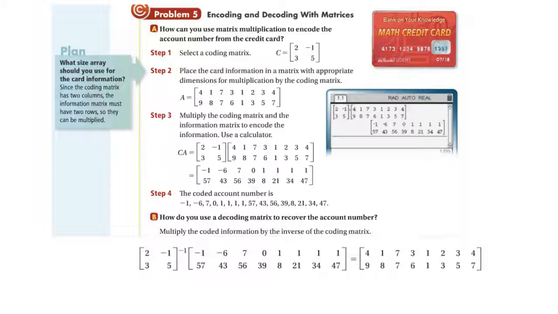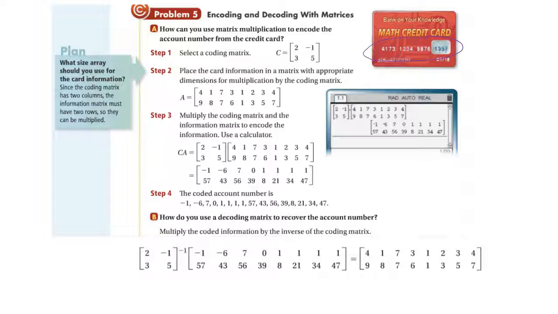Alright, one last thing you can use matrices for is for encoding and decoding. So basically you start out with a coding matrix. So notice we chose a 2 by 2. And then you take whatever you're trying to code and you either assign numbers to it or actually use numbers. In this case, we're using a credit card. So notice the credit card number 4173, 1, 2, 3, 4, and then we wrap around to the next row for the next parts so that it's something we can multiply by our 2 by 2 matrix.